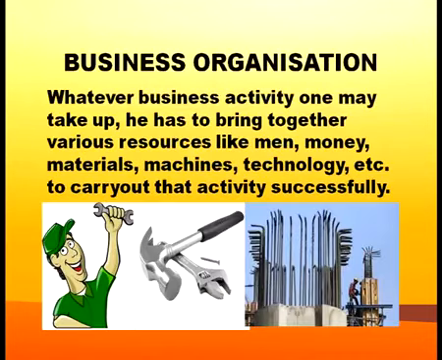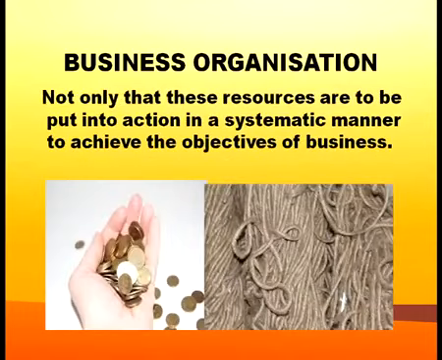Whatever business activity one may take up, he has to bring together various resources like men, money, materials, machines and technology to carry out that activity very successfully. Not only that, these resources are to be put into action in a systematic manner to attain the objectives of business. Let us take the example of a rice mill. What all things should the owner of that rice mill do?